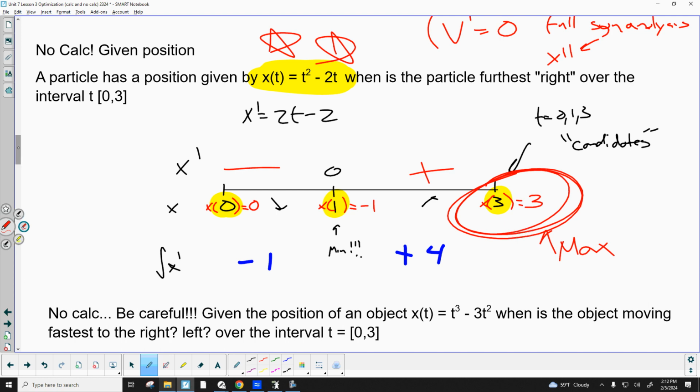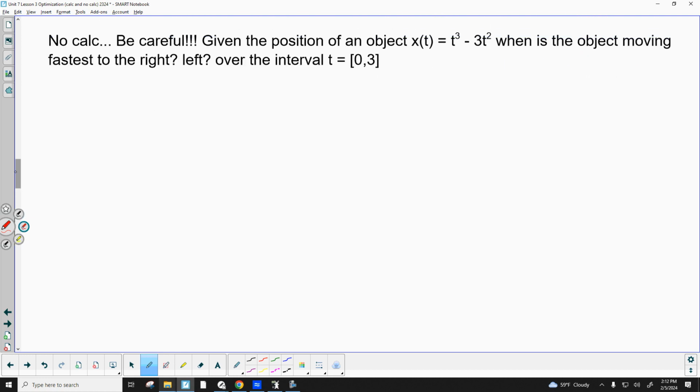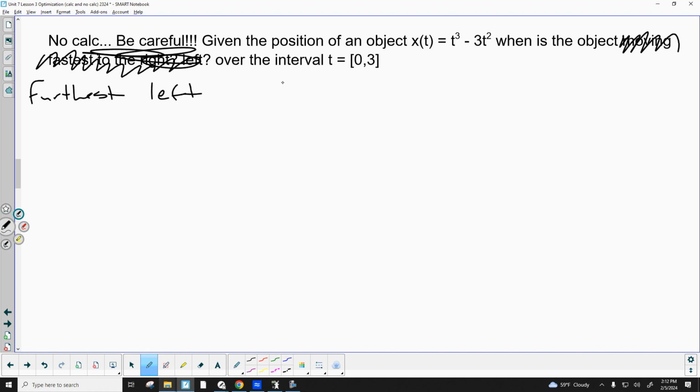Okay. Let's try the same one. I want you guys to try it yourself because I really talked to you through that. So when is the object changed from moving fastest to the right to just, when is the object furthest left? And you immediately translate to a min of position.